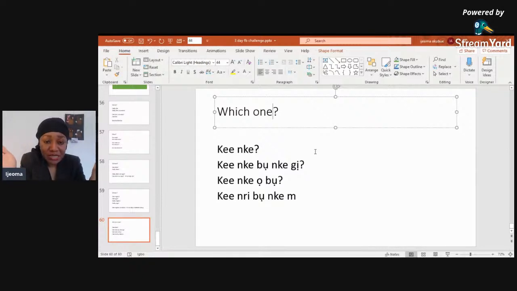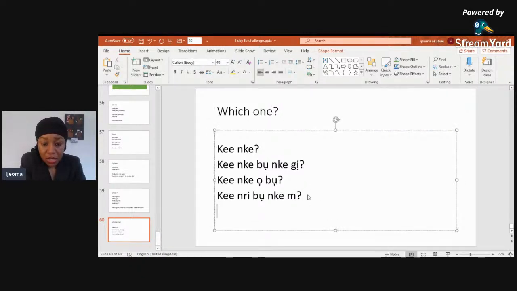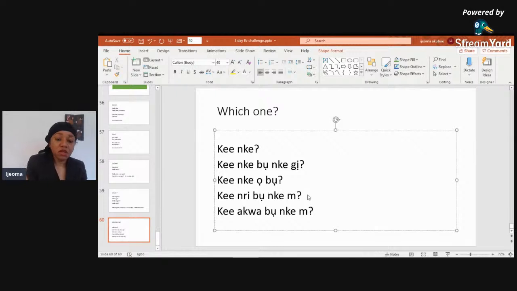But if you have a specific item in mind to ask about, then you say care item and mention the item. Care nri bonkem, which food is mine. Care aqua bonkem, which cloth is mine. Okay. Care aqua bonkem. I just write aqua. Okay, which cloth is mine. Okay. So in our water, are you understanding? Right, okay. So that is which.